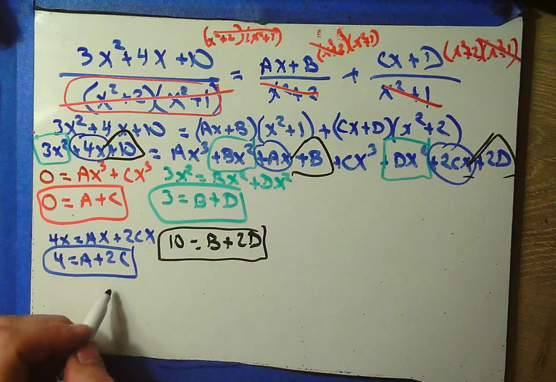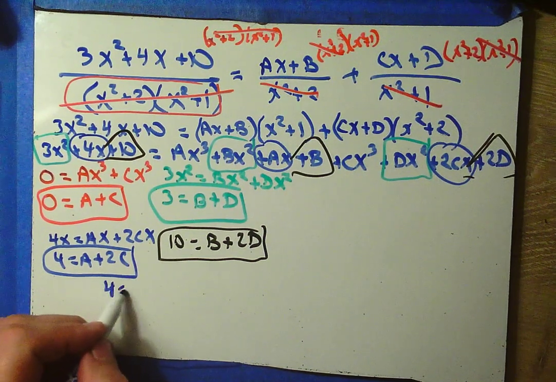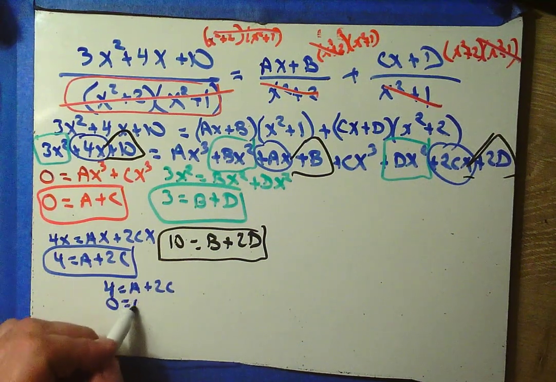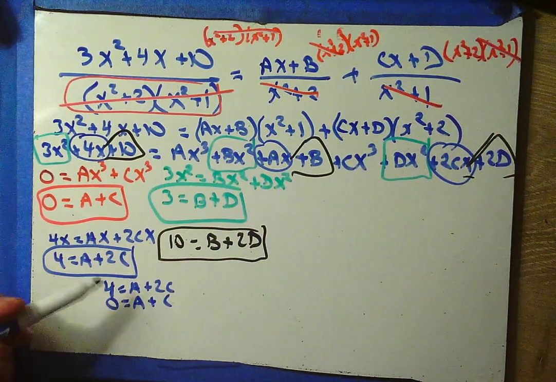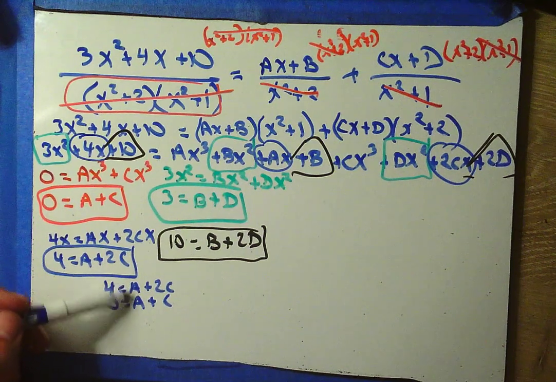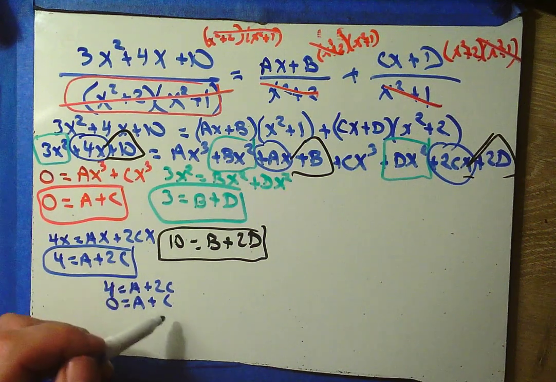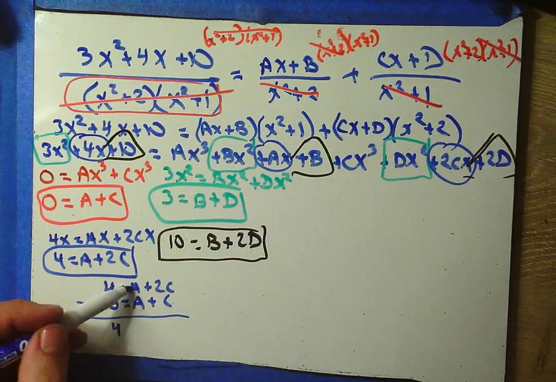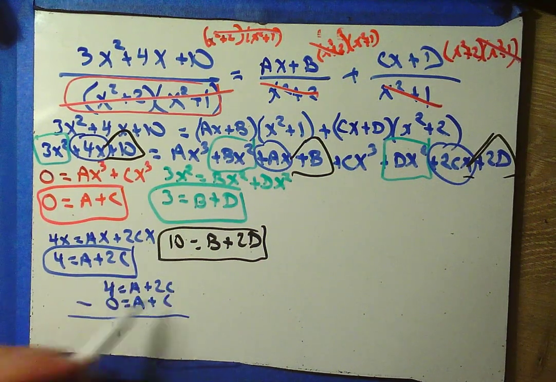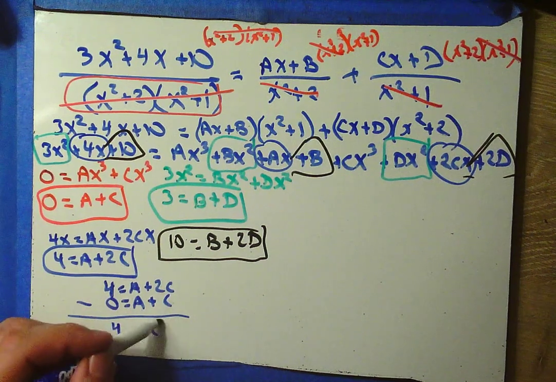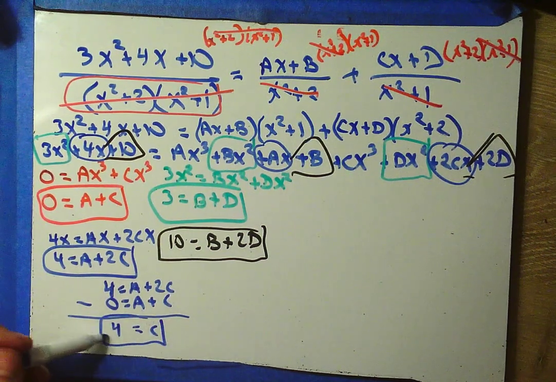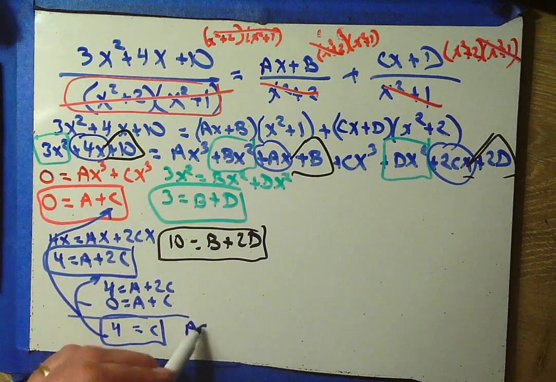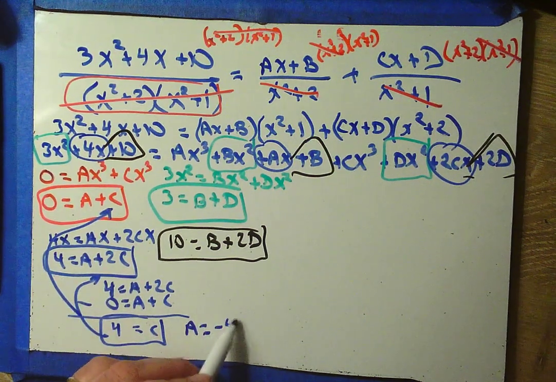Okay, we're going to have 4 equals a plus 2c, and 0 equals a plus c. Remember, I said when these coefficients have the same sign, they're both positive a, we subtract. So 4 minus 0 is 4, a minus a cancels, 2c minus 1c is c. Now I know what c is, and I can plug that c into either of these equations to find out that a is negative 4.